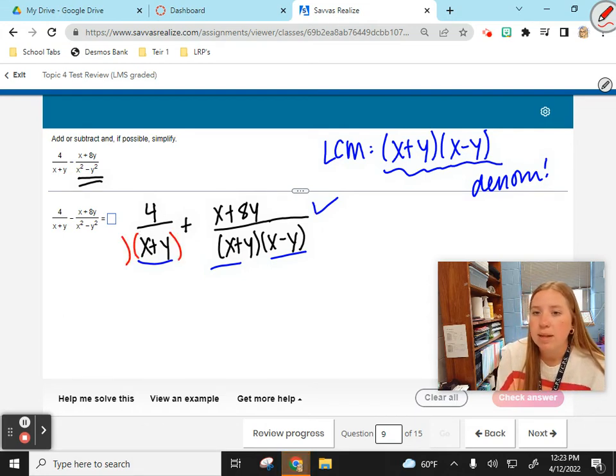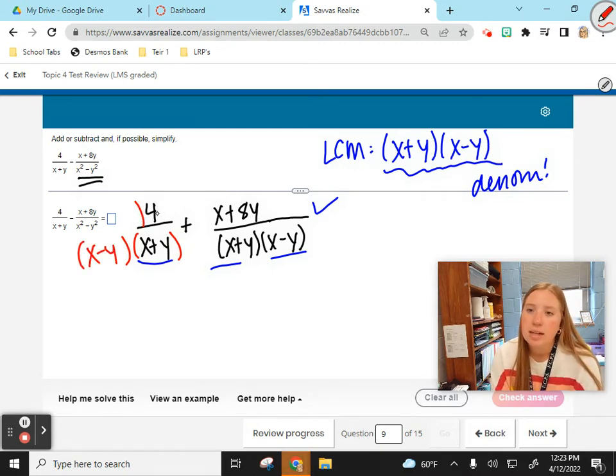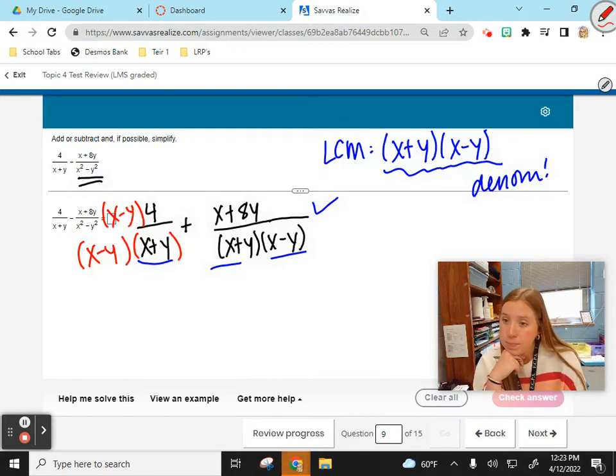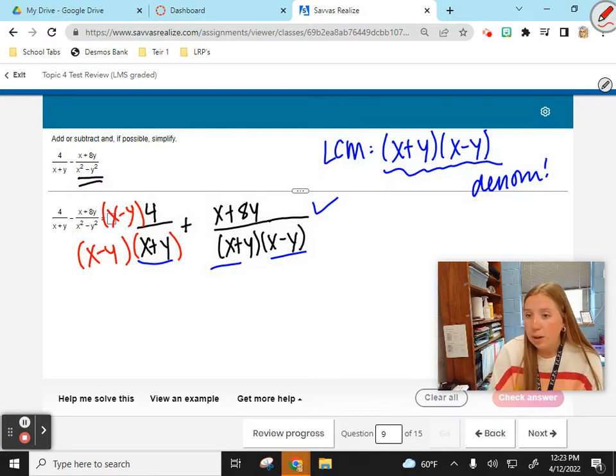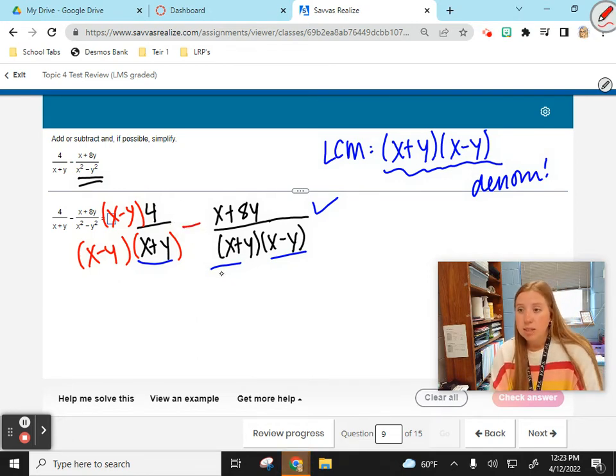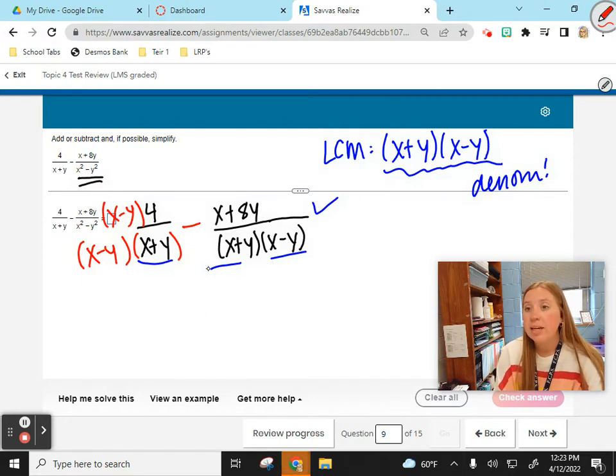So I'm going to multiply it by x minus y in the denominator, and I'm going to do the same thing in the numerator as well. So now I've got a common denominator. Oh, it's also not a plus sign. This is a minus sign. I got a common denominator. And now I can go ahead and combine this and turn this into one big fraction.